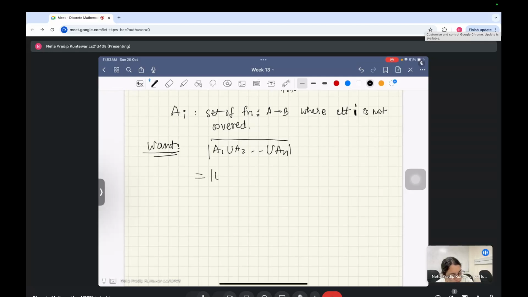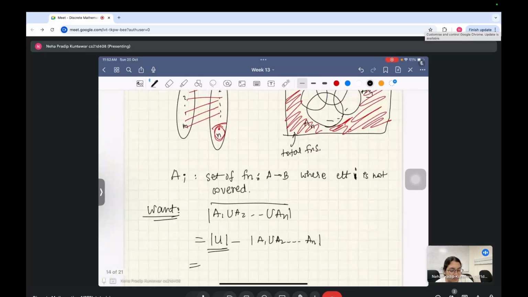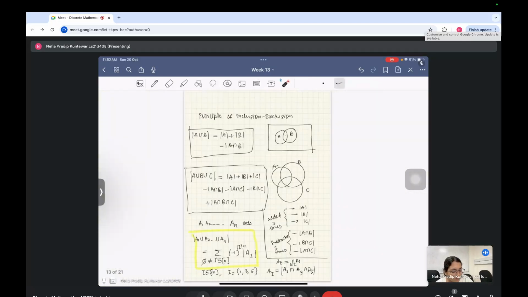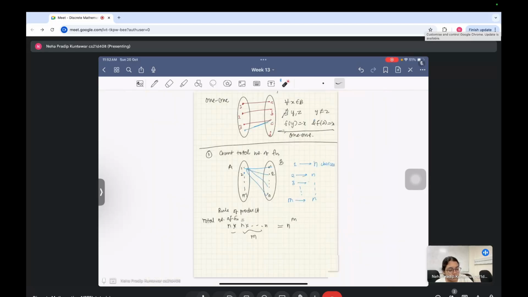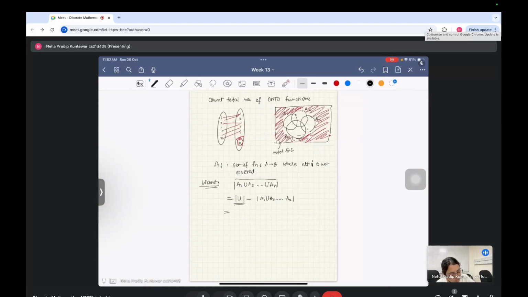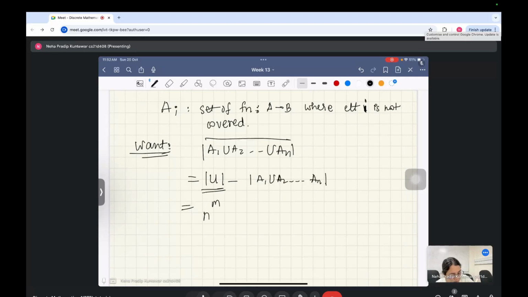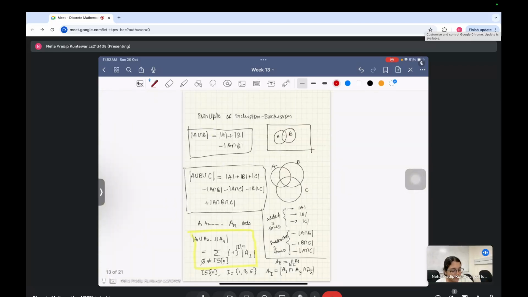So this is nothing but the size of u minus the size of a1 union a2 union and so on up to an. And what do I know about this? This is the total number of functions from a to b, and this is something that we previously calculated. What is that? This is what we know from part a, and that is n to the m. So this is n to the m, and what I want now is this quantity, a1 up to an. This is what I want to find out, and this is what is given by the principle of inclusion exclusion that we just now wrote.